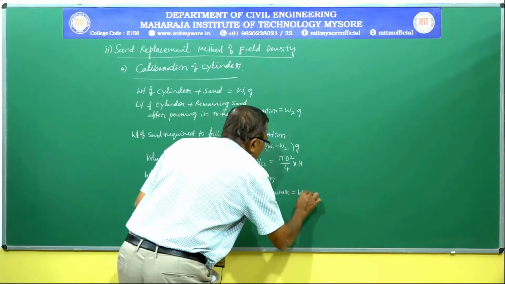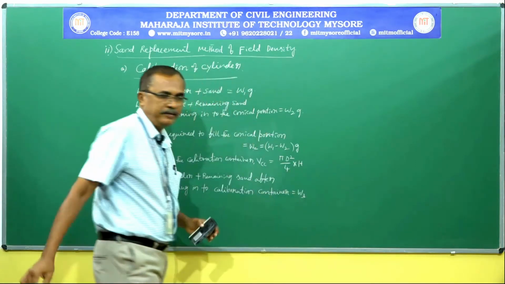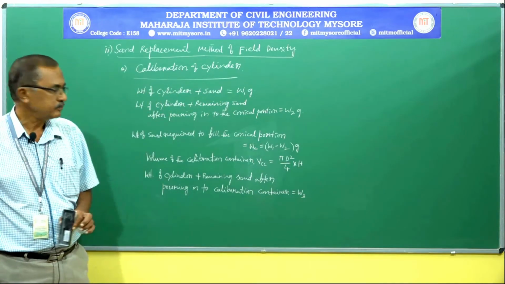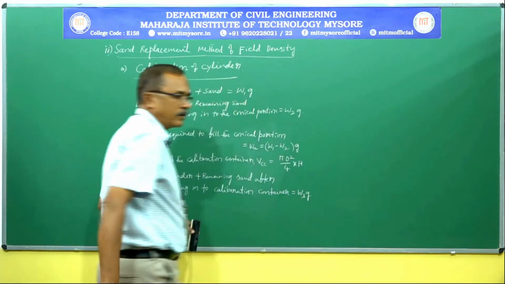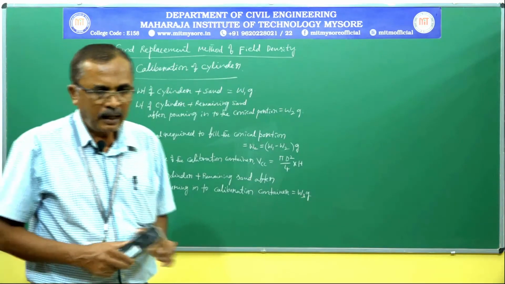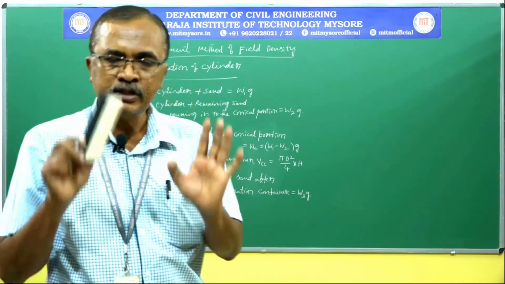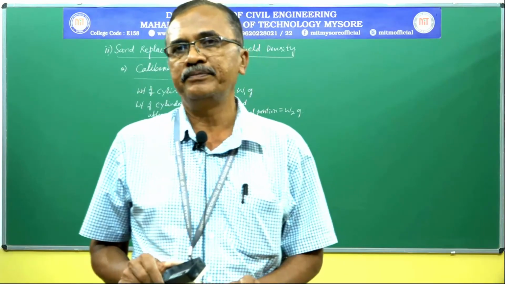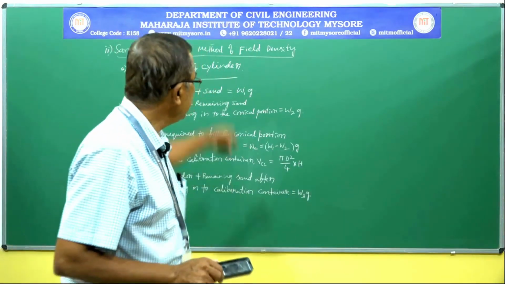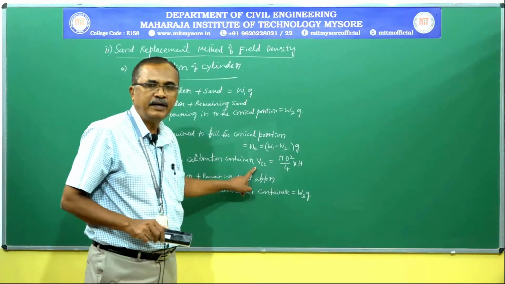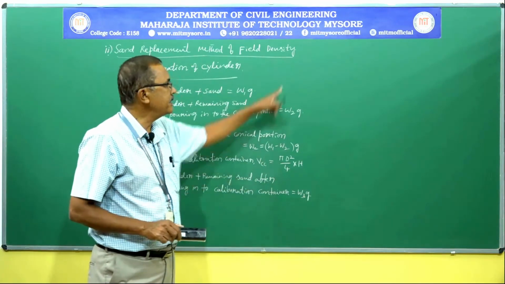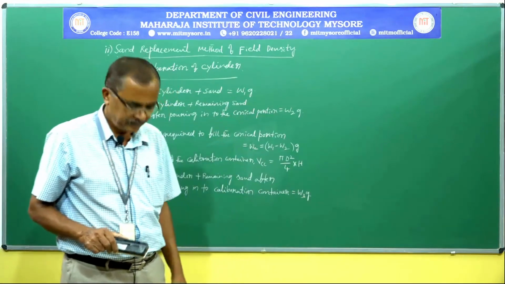That is equal to W3 gram. Now, all these exercises are to find out the density of sand. So, with these three observations along with the volume of the calibration container, we can easily determine the density of sand.